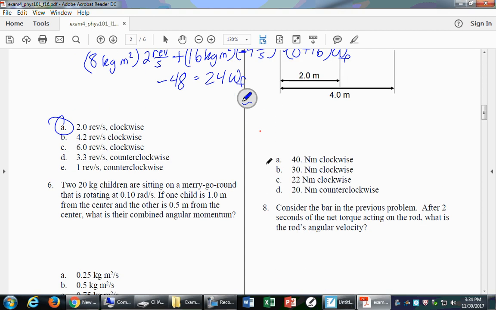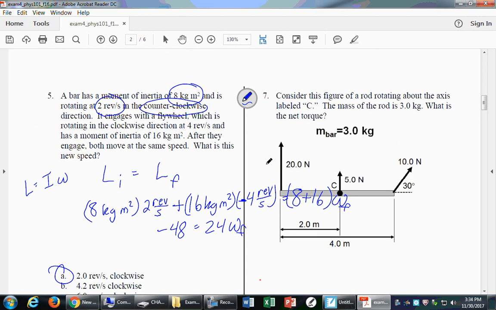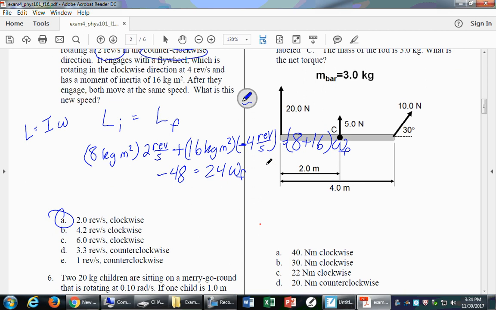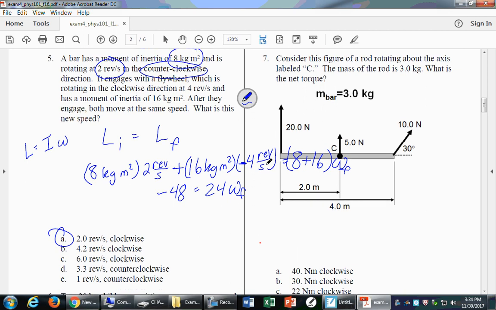There's flow. This is chapter 8 stuff. Okay, you're going to have one like number 7, frankly, because you have to find the net torque. Absolutely. Let me get rid of all this.